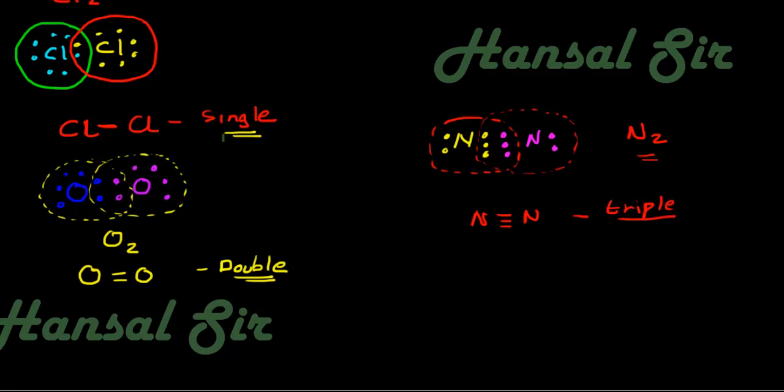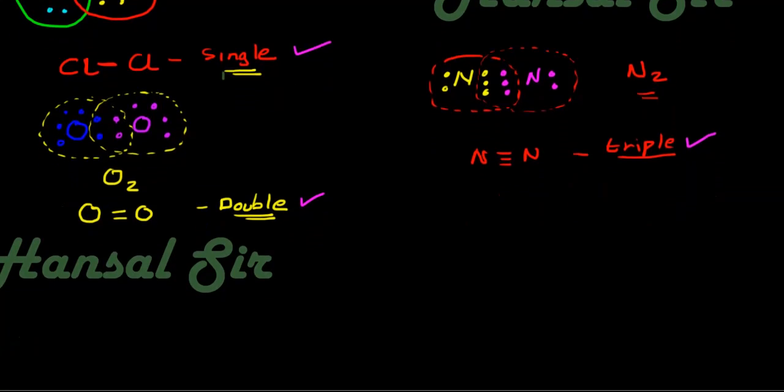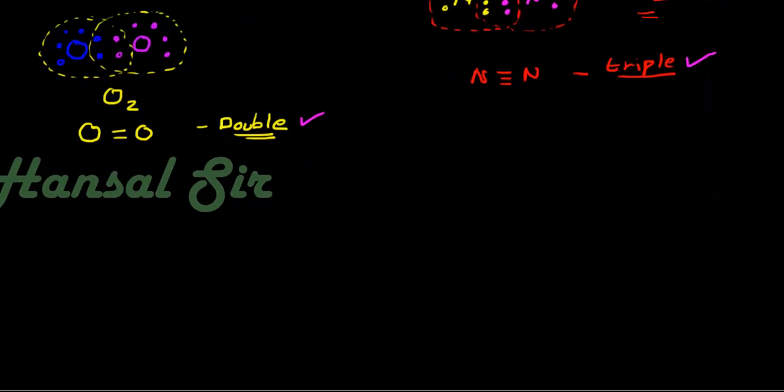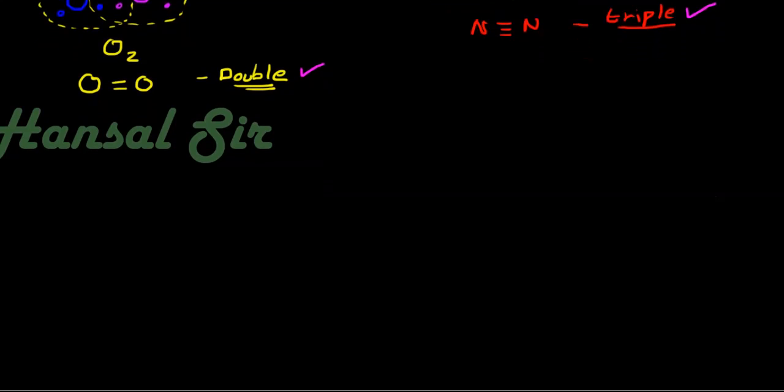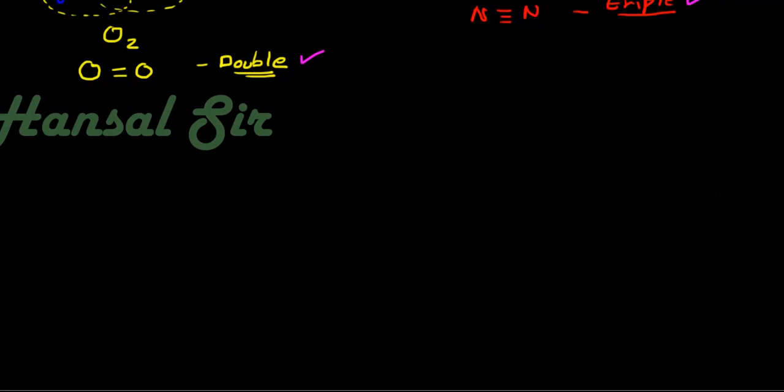So chlorine and chlorine is an example of a single covalent bond. Oxygen and oxygen is an example of a double covalent bond. They are sharing 2 pairs of electrons, so in total they are sharing 4 electrons. And nitrogen, which is N2, is an example of a triple covalent bond. So covalent bonds can be a single covalent bond, double covalent bond, or a triple covalent bond. Now let's try to draw some more examples to understand much better what is a single covalent bond and a double and a triple covalent bond.